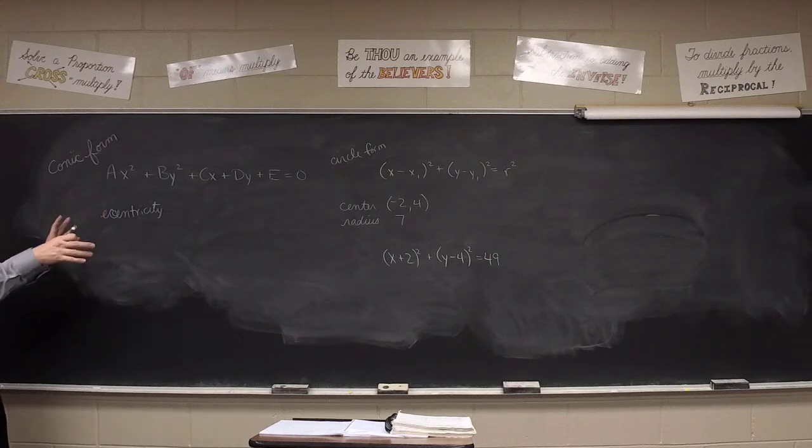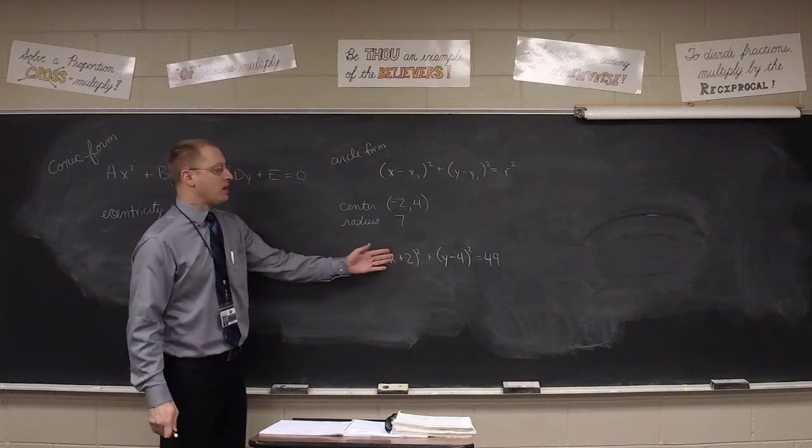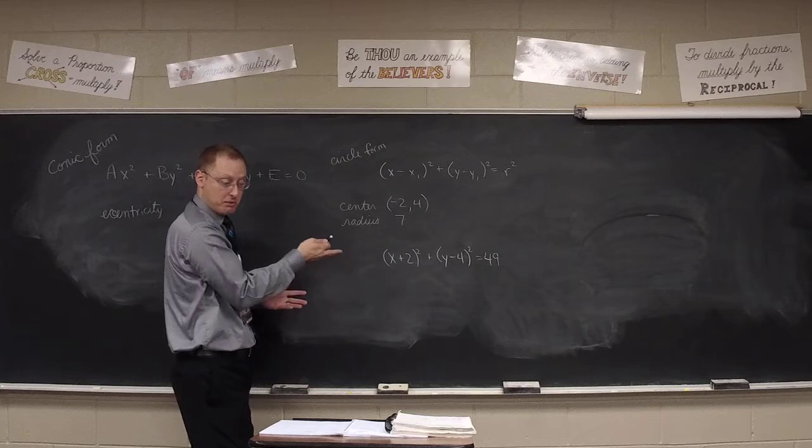Now, of course, we could go back to the conic form if we so chose, right? We could square everything and combine and get it all set equal to 0. But in the basic circle form, we can see the center and the radius. I sometimes call this center radius form because it shows me both of them.